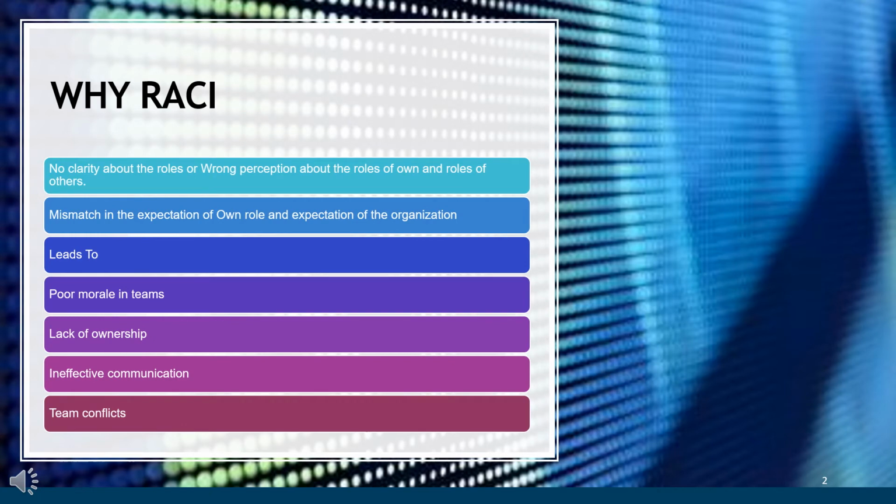A few of the many problems could be poor morale individually and within the team, lack of ownership because of uncertainty in the roles and accountabilities, ineffective communication, and conflicts over who needs to do what.